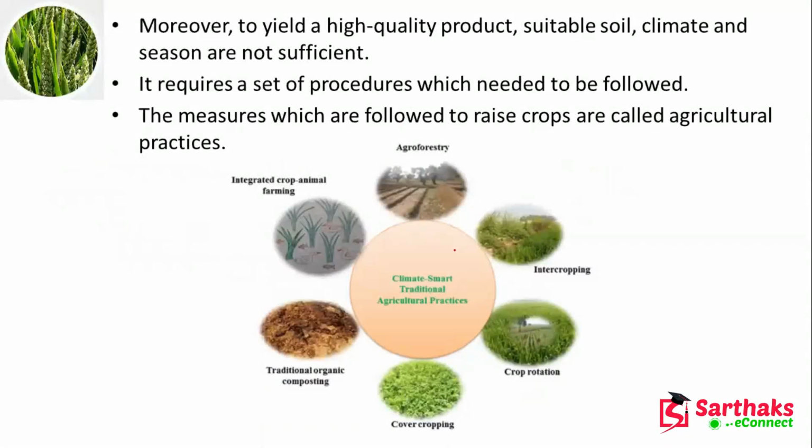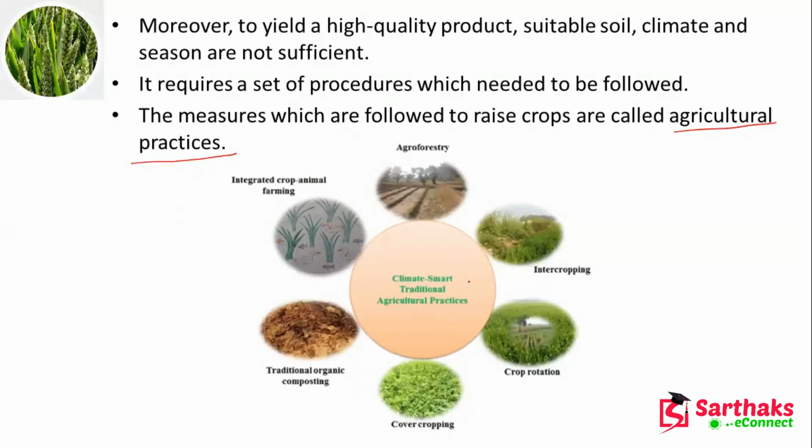Now, if the yield is to be high and of high quality, then suitable soil, climate, and season are not sufficient. It requires a set of procedures. The measures which are followed to raise the crops are called agricultural practices.